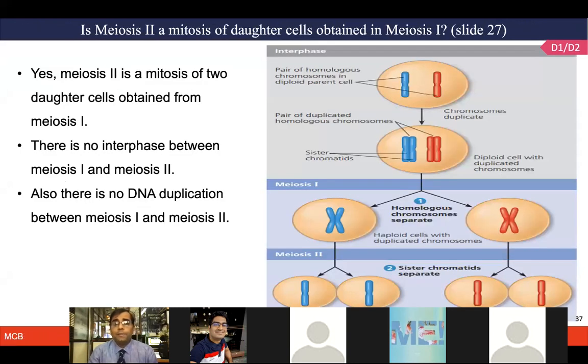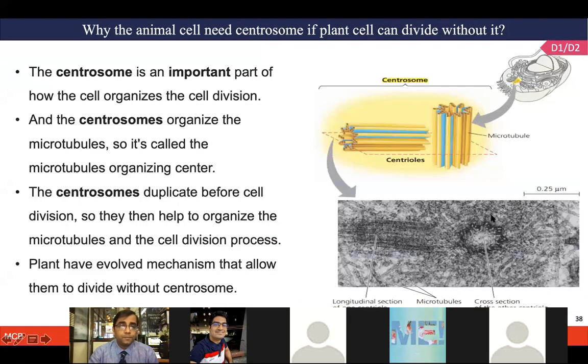Is meiosis 2 a mitosis of daughter cells obtained in meiosis 1? So I think this particular slide image will clarify this point, and you are right. Meiosis 2 is the exact process of mitosis only, where now cells are duplicating and two daughter cells are being formed. And the point to note is again that there is not going to be an interphase, which we see in the mitosis, but here in meiosis 2, interphase is not going to happen.